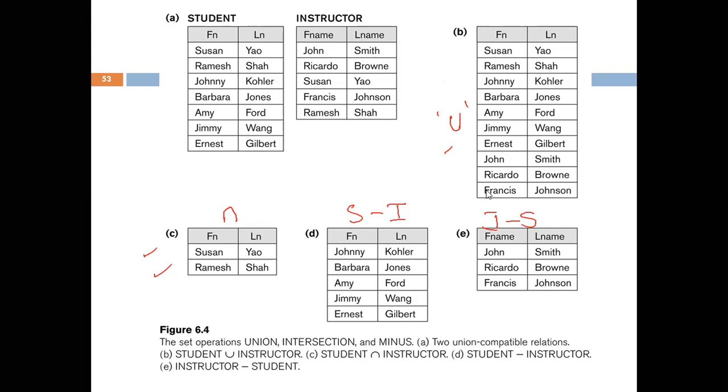So if you observe this, the union operation is a commutative operation, which means whether it is student union instructor or instructor union student, the result will be the same. In intersection also, whether it is student intersection instructor or instructor intersection student, both results will be the same. But in set difference, both of them will not be the same. Which means the set difference operation is not commutative.